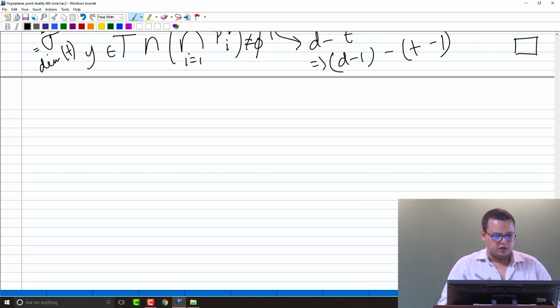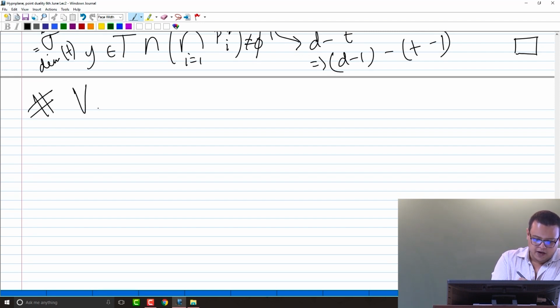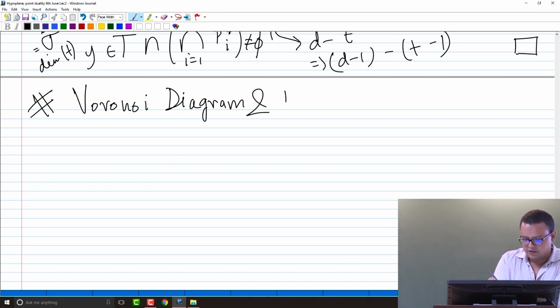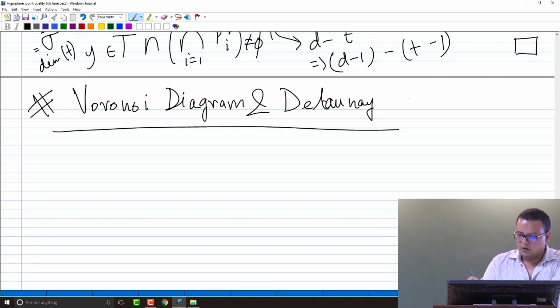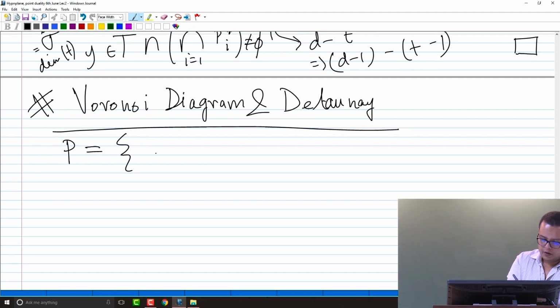Okay, so now we will first study Voronoi diagram in terms of this framework, Voronoi and Delaunay in this framework. Okay, so let us again start with the point set P.